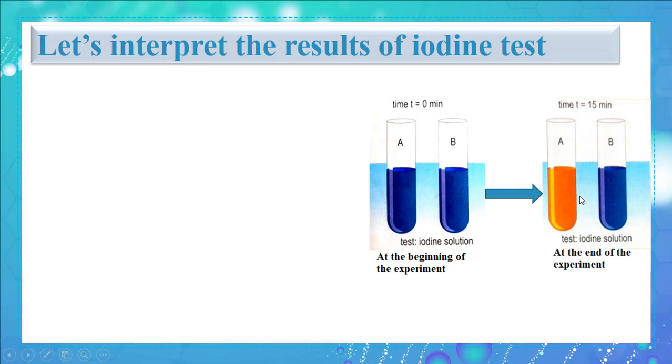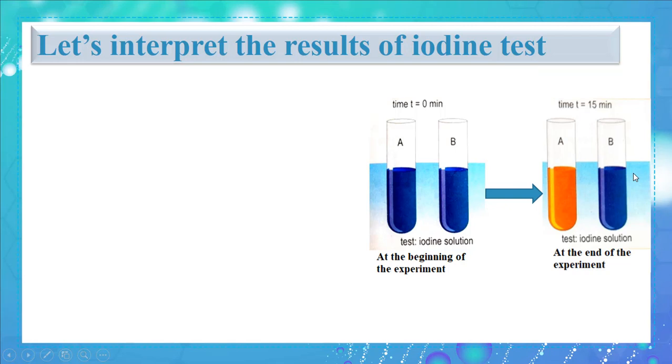What does this indicate? Yes, it indicates the absence of starch in tube A. However, the iodine solution changes into dark blue in tube B. What does this indicate? That's right, it indicates that tube B still contains starch.